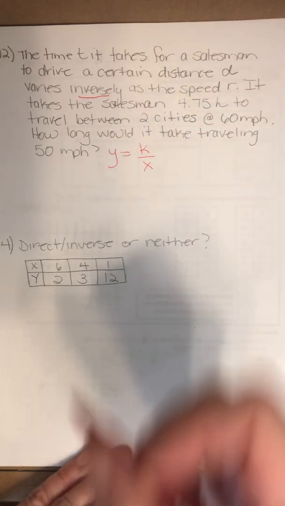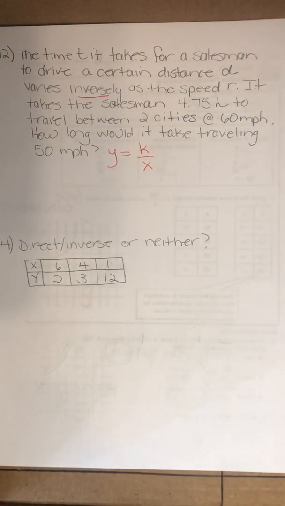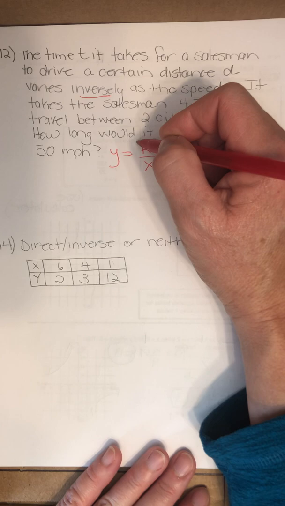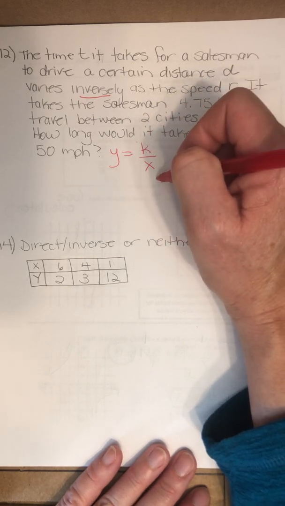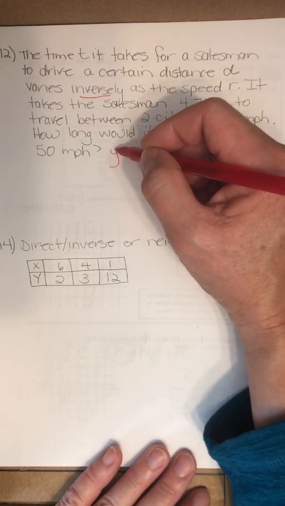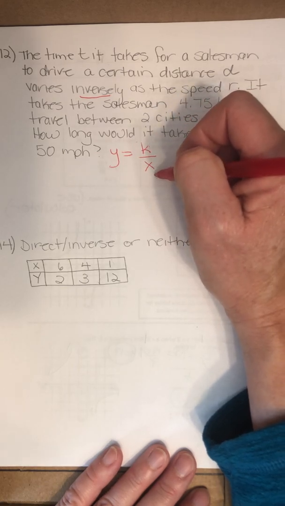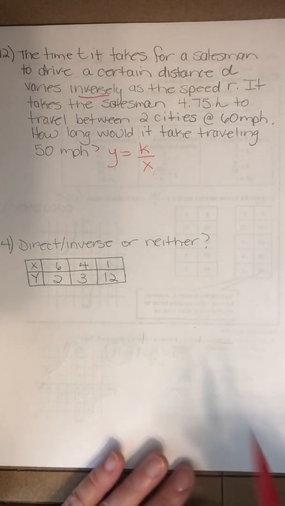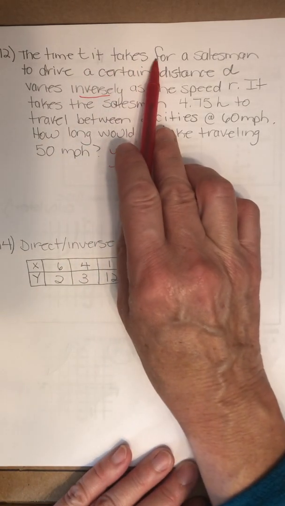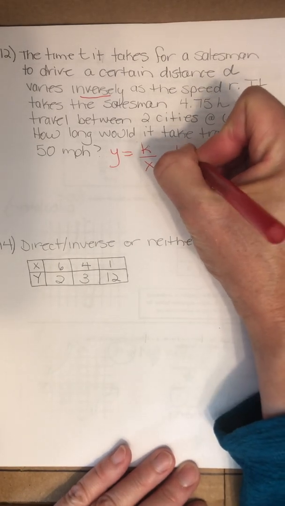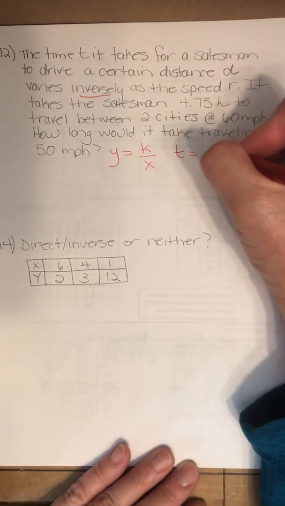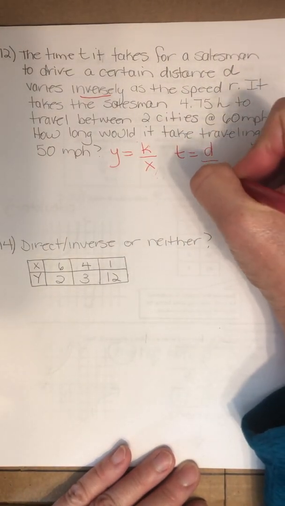Now the problem we have is, though, I don't see any x's and y's in here, so I am going to go back through. I'm going to keep my equal sign here. I'm going to keep the form of the equation, but I'm going to go back through and replace my variables y, k, and x with the variables that they gave me. So let's take a look. Okay, the time it takes t for a salesman to drive a certain distance d varies inversely with the speed r.